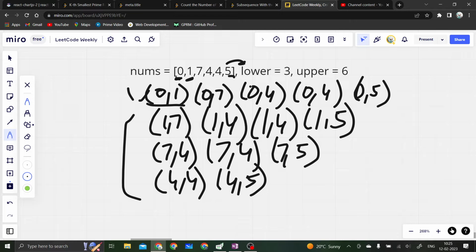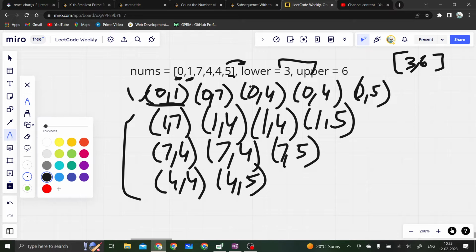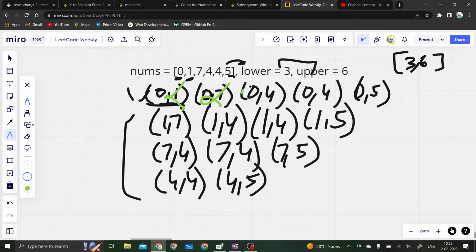Fair pairs will be the pairs with the sum lying in this range, which is 3 to 6, inclusive. If we check, this is not a valid pair, this is also not a valid pair, but for these three, their sums are 4, 4 and 5. They lie in this range, so we will consider these three pairs as fair.